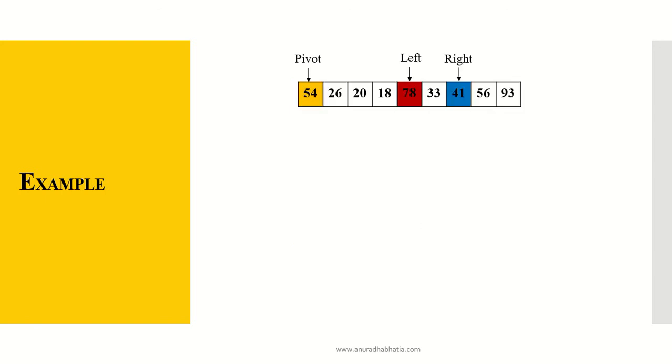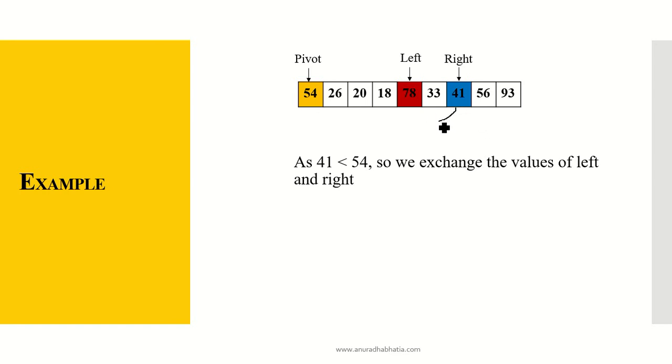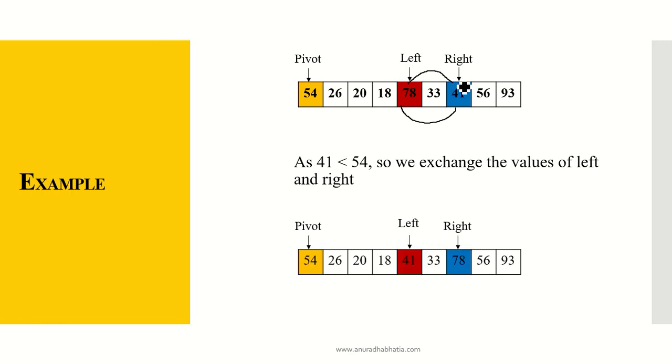Next, what we need to do is, it is 41 here. So 41 is less than 54. So we exchange the values of left and right. 78 and 41 are exchanged. As 41 is less, so this value will come here and this value will come here. So my array becomes this. Pivot remains at 54, 41 and 72 are exchanged. We do left plus plus.